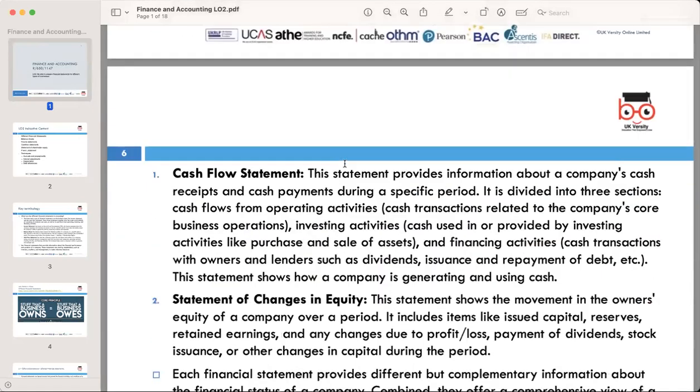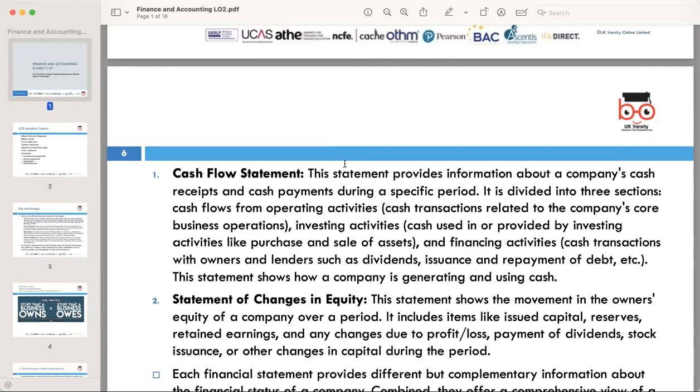Okay, next one is the cash flow statement. This statement focuses on the company's cash inflow and outflow during a given period. It provides details on how cash is generated and used by the company. The cash flow statement is divided into three categories: operating activities, investing activities, and financing activities.